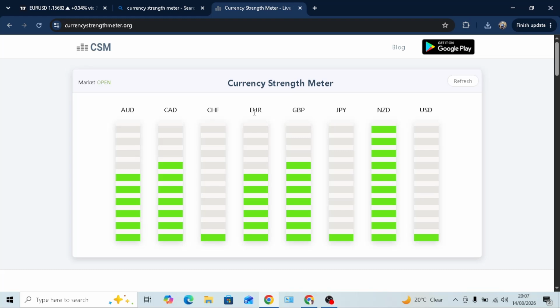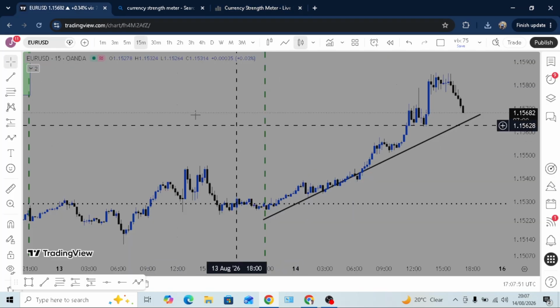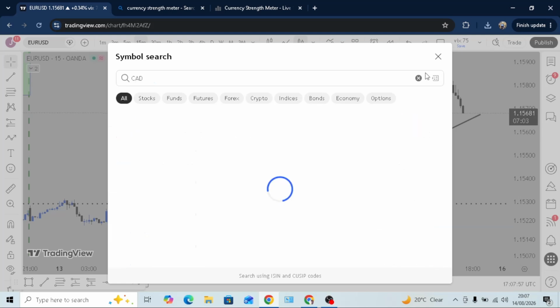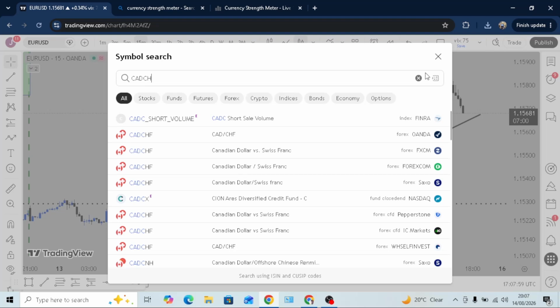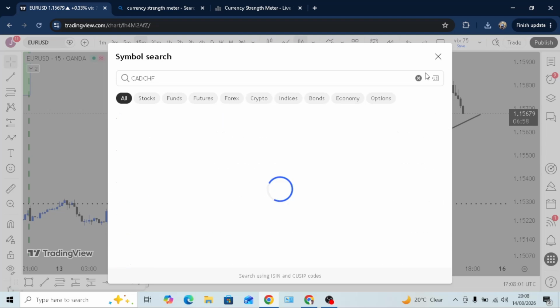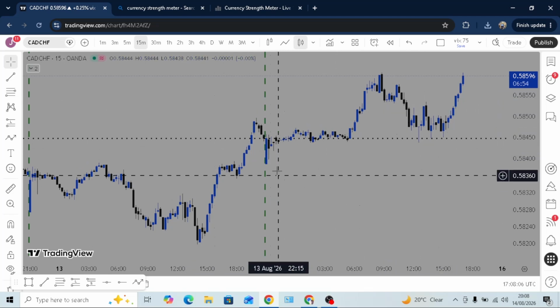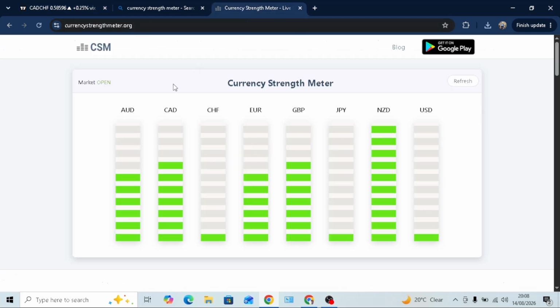You're still not convinced. Now, let me take you to the CAD CHF. Let's even change. We are having a weak pair. CHF is very weak. So let's go for the CAD CHF. Let's load that. Here, the CAD is strong, the CHF is weak.